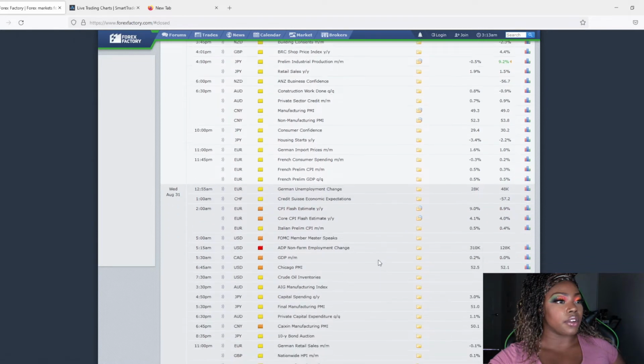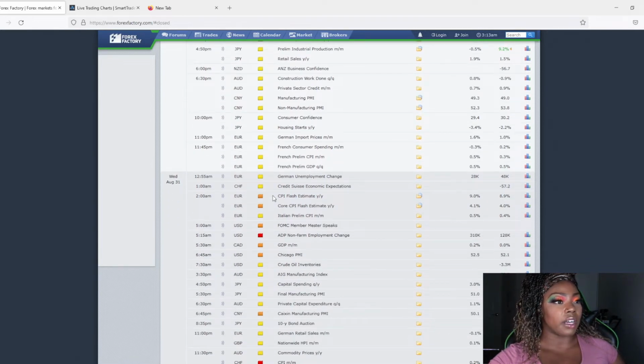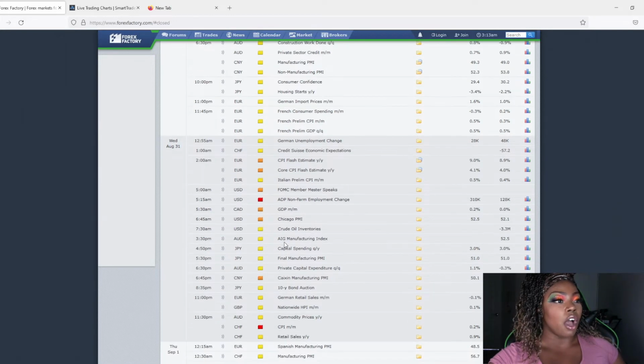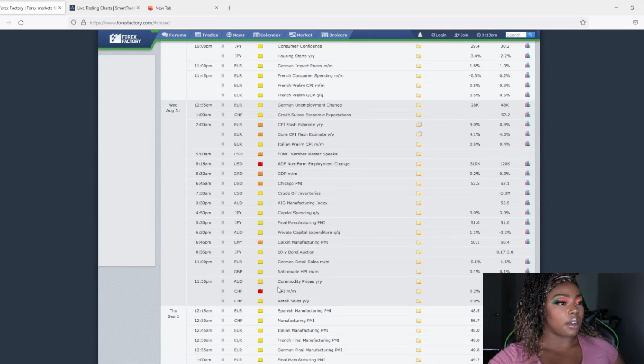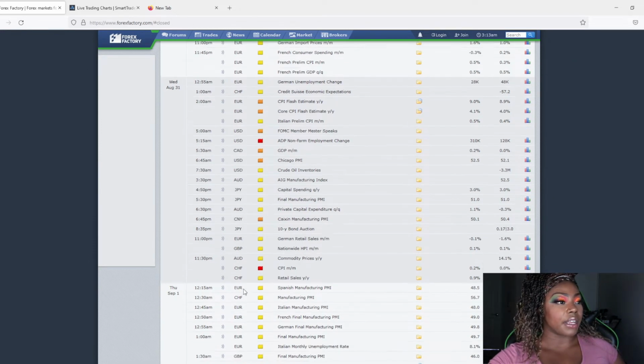So for Wednesday the 31st, for the euro, we have CPIs. Those are coming in at 2 a.m. For the US dollar, we have another FOMC member speaking. We also have the ADP non-farm employment change. That one's going to be big. That one's going to have a lot of movement. For the Canadian dollar, we have GDP. US dollar, we have PMIs. Again, these are just data points to show how well the economy for that particular currency is doing. Big one, we have some more data points coming for the Swiss franc.